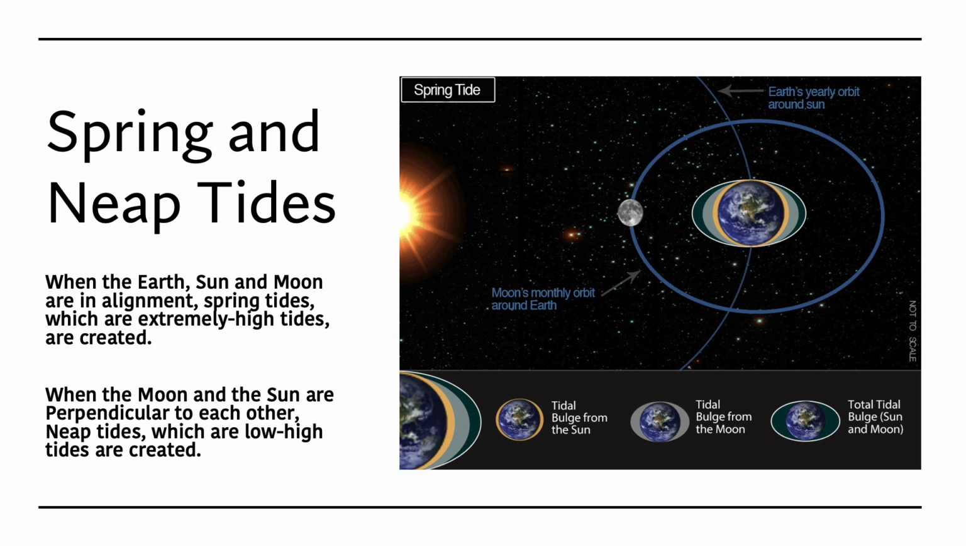When the Sun and the Moon are at right angles to each other, the effect of the Sun and the Moon almost balances out, decreasing the height of the high tides and increasing the height of the low tides, and these happen at both first and third quarter.